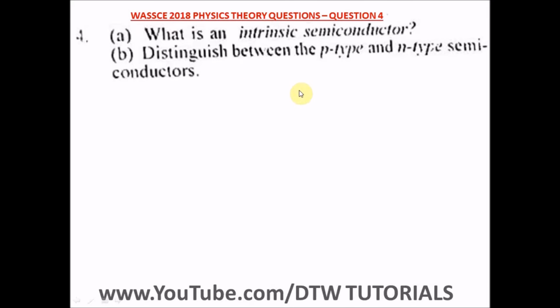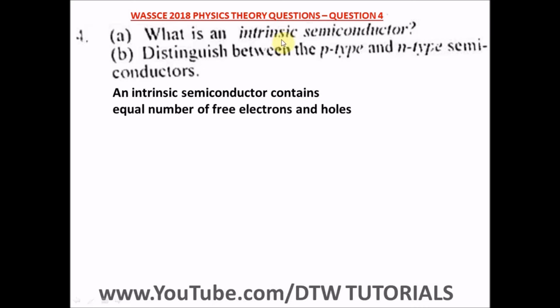Question 4 of the WASSCE 2018 physics theory question. Question 4a says, what is an intrinsic semiconductor? I hope you know what a semiconductor is. Semiconductors are materials whose resistivity is between that of a conductor and an insulator. An intrinsic semiconductor contains equal numbers of free electrons and holes. Its electrical properties are not dependent on doping. Doping is introducing impurities to a semiconductor.